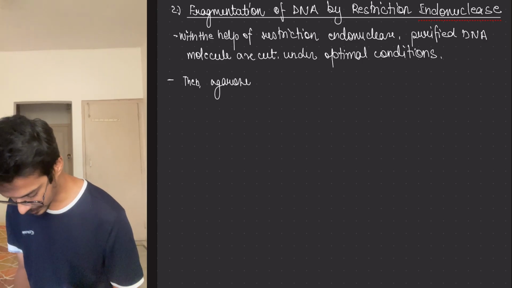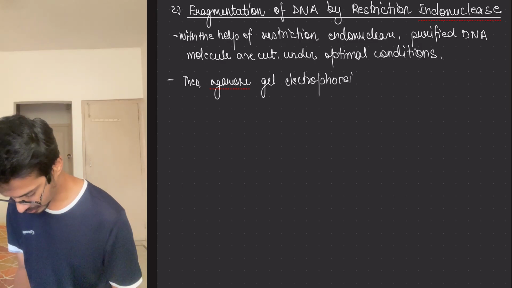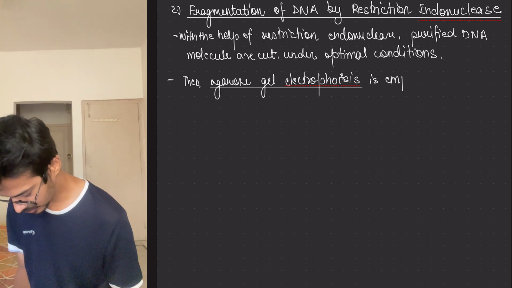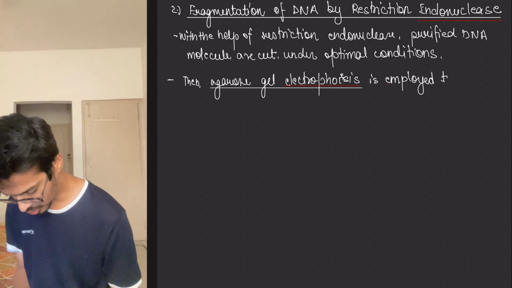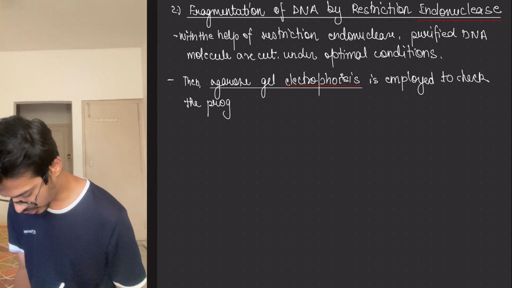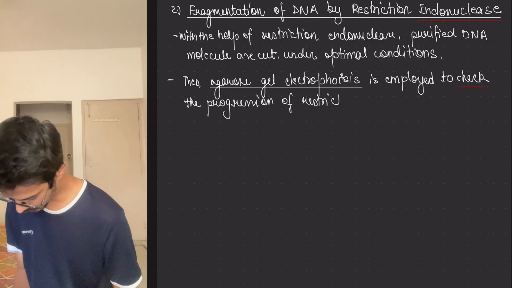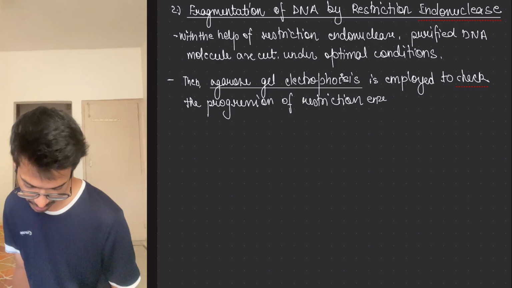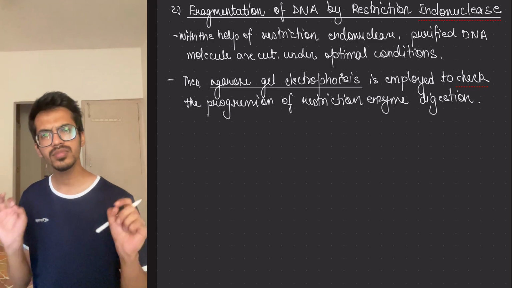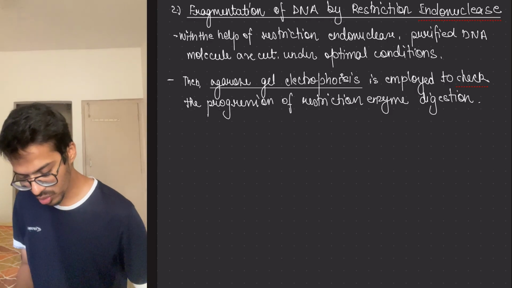Agarose gel electrophoresis is employed to check the progression of restriction enzyme digestion. This thing we will remember, because over there only, what will happen if we look at the agarose gel?